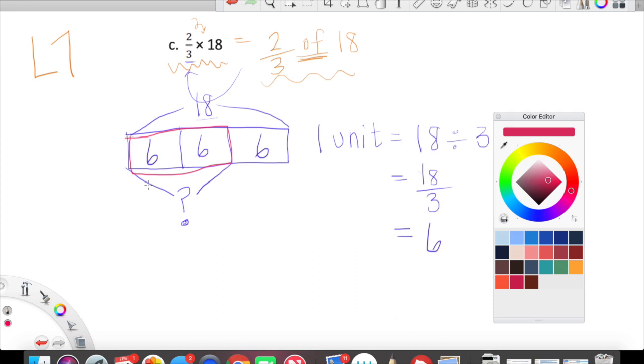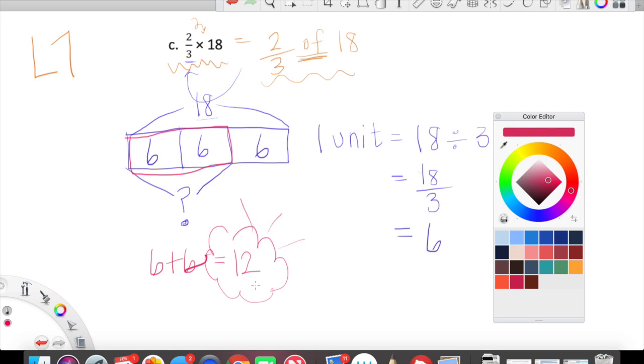Well, how in the heck am I going to figure that out? Well, all we have to do is 6 plus 6. Oh dear. 6 plus 6, you guys? Yes, is 12. 2/3 of 18, or 2/3 times 18, you guys, is 12.